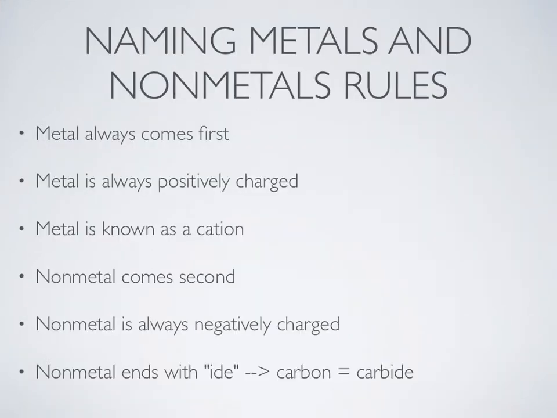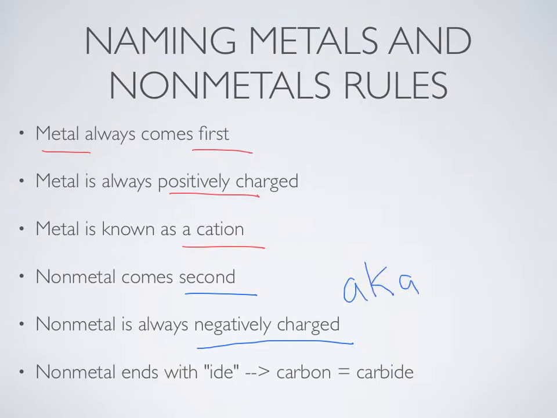Naming metals and nonmetals, the rules. Metals always come first. Metals always are positively charged, and they're known as cations. Whereas our nonmetals come second. They're negatively charged. They're also known as anions. And nonmetals end in the word "ide." So carbon would now be carbide.